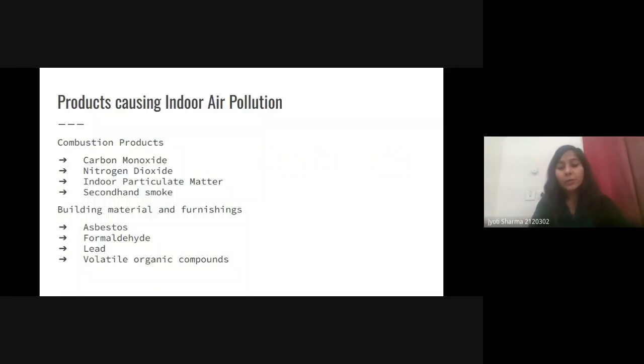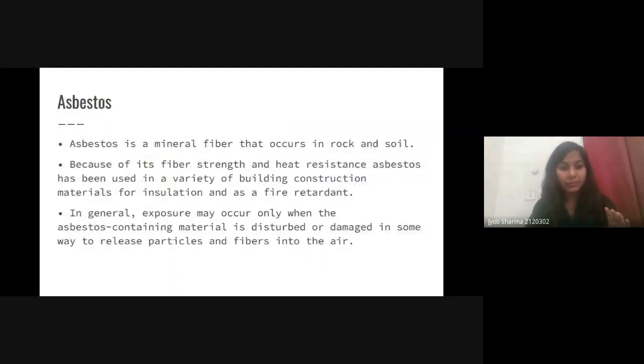Okay, so whenever we are talking about the products that cause indoor air pollution, we have divided them into two parts. It can be combustion products, for example carbon monoxide, nitrogen dioxide, particulate matter, or second-hand smoke. And it may be because of building material or furnishing. This is very important because it can give you asbestos, formaldehyde, lead, and VOCs. We already know about the combustion products, but I don't think you have much knowledge about building material and furnishing, so I have some slides for this.